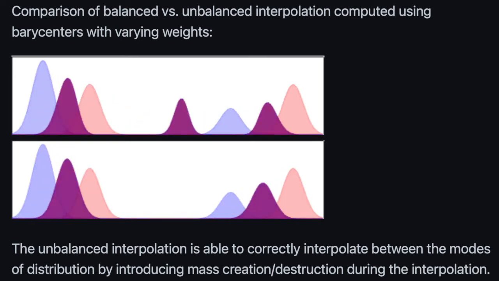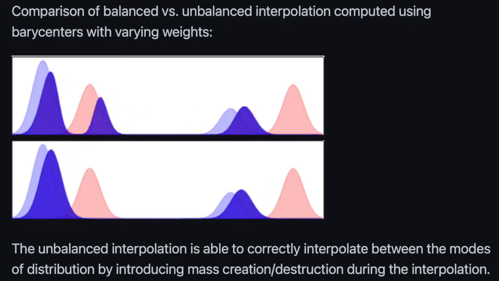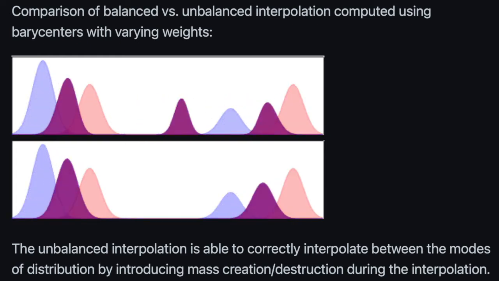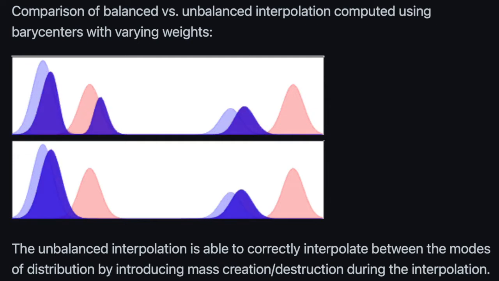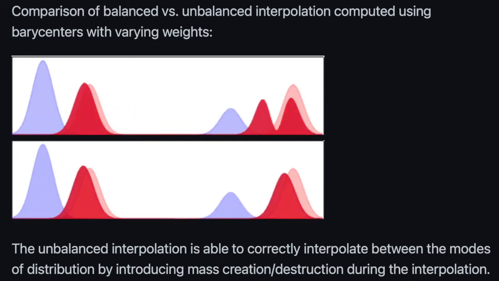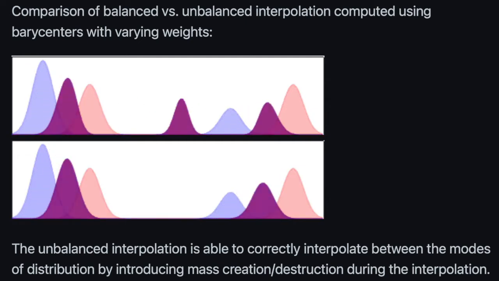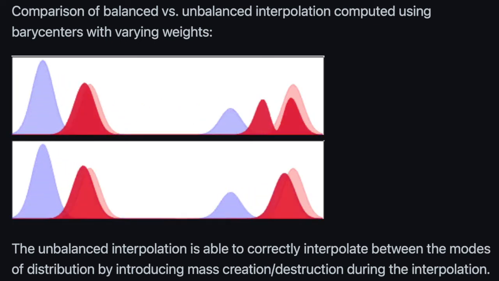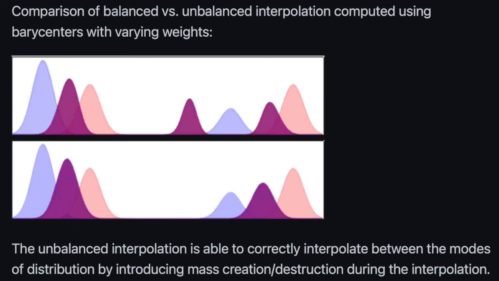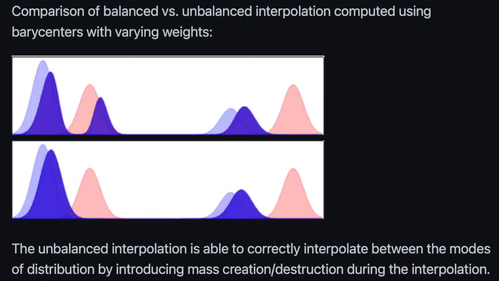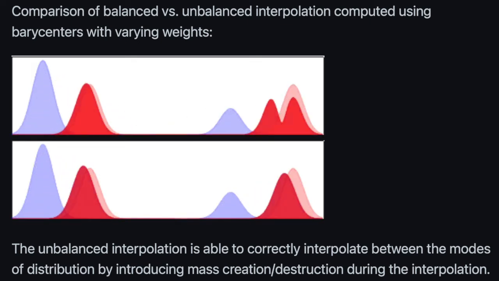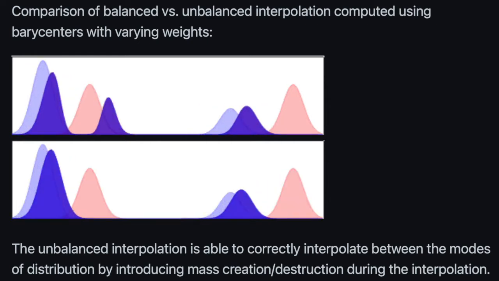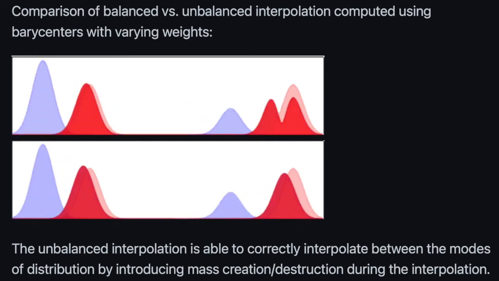So for example, if we only allow mass transportation, then we have to move this amount of blue mass all the way down here to the red bump here. However, if we allow mass to be created and destroyed, then we can simply destroy this amount of blue mass here and create this amount of red mass here. So this might give us a better notion of distance between the two distributions, because after all, intuitively, they're not very far apart, right?